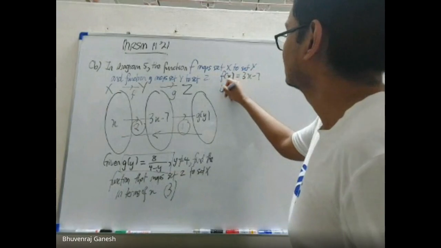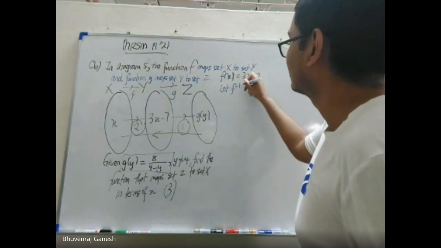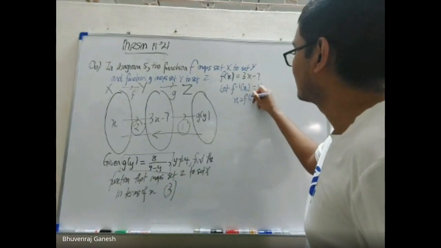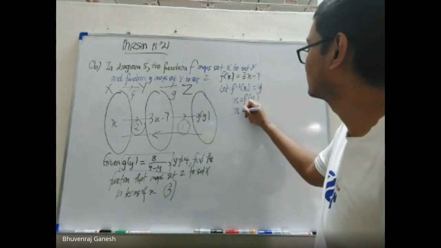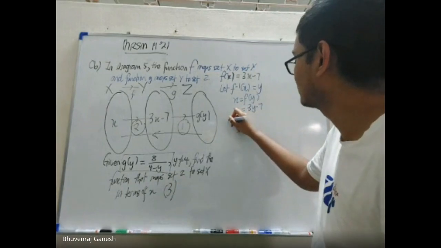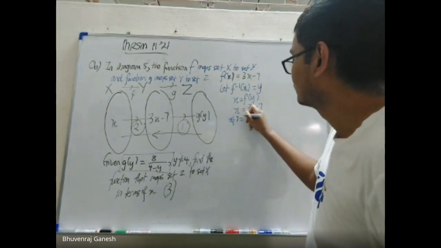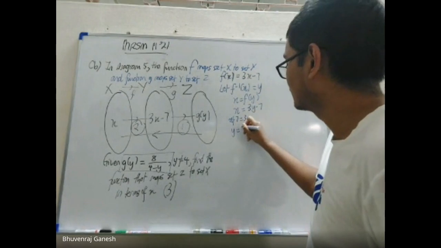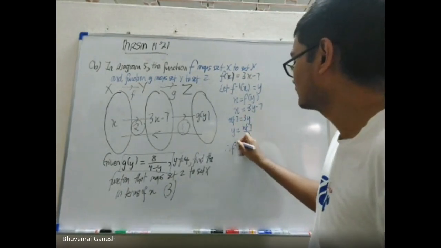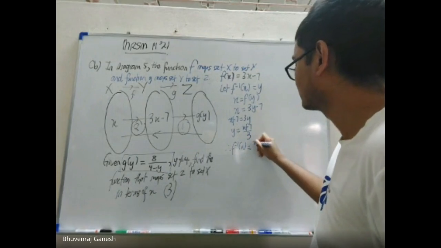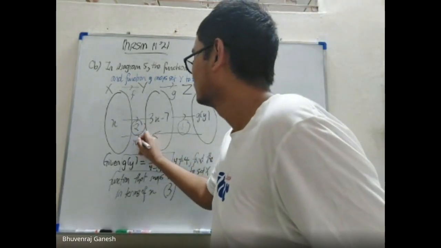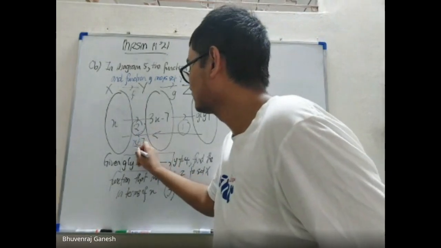So what we do is we say let f inverse x equal y. So x equals f(y). x will equal 3y minus 7. So we express y in terms of x. You will get y is (x plus 7) over 3. So you conclude therefore f inverse x is (x plus 7) over 3. Means this one here is (x plus 7) over 3.